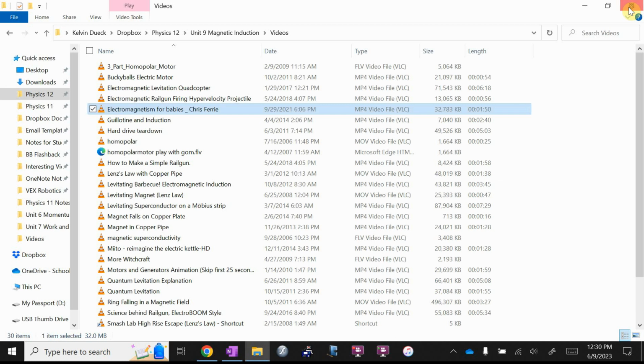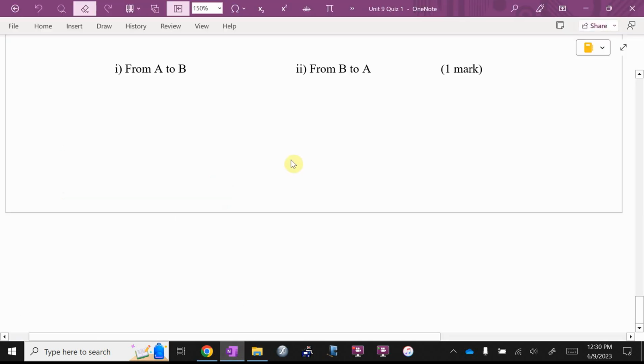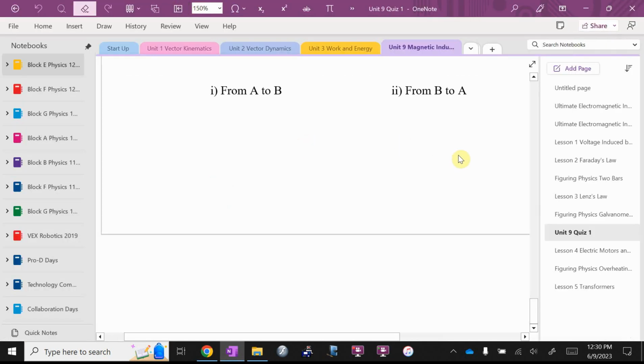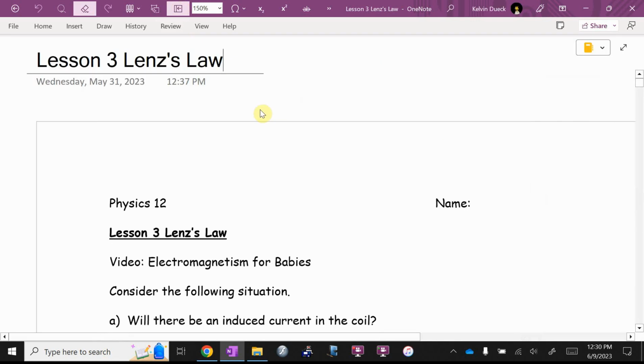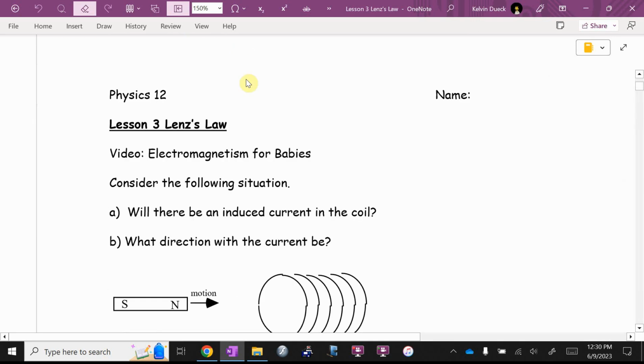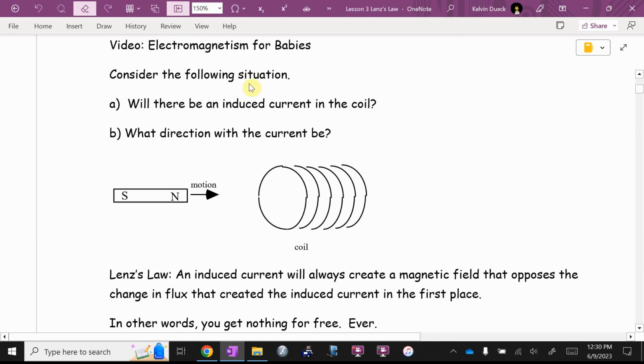Cute, but also pretty accurate. Let's jump on in. Lenz's law. So this is going to be an English law, and it's going to explain when you're inducing a current in a coil by changing the flux, what direction will the current in the coil flow? Consider the following situation. So it looks like we're moving a north pole towards a coil of wires.